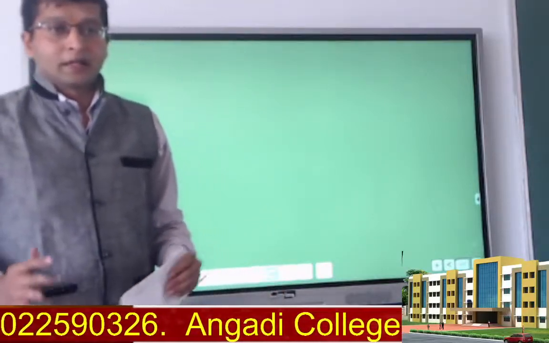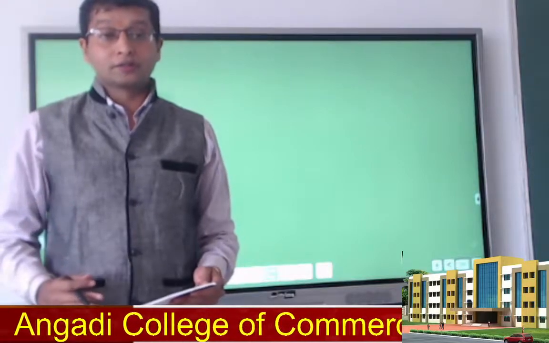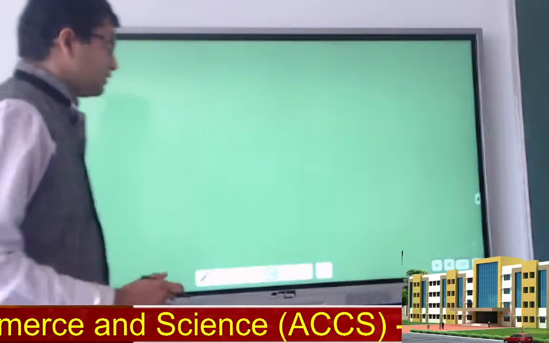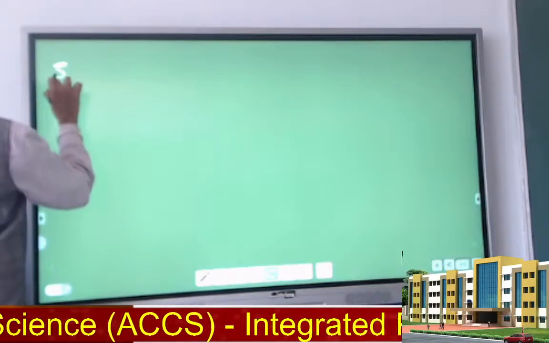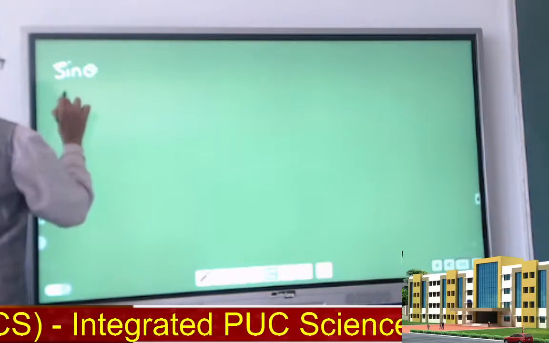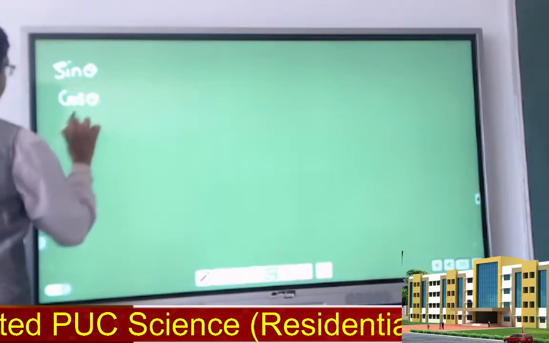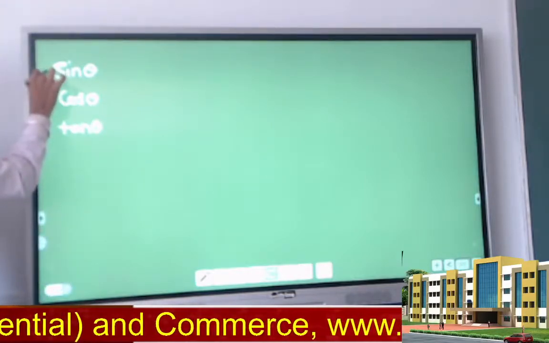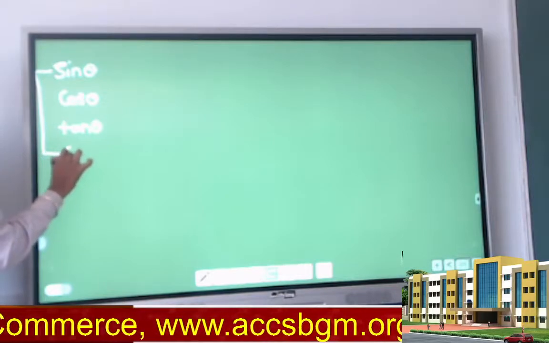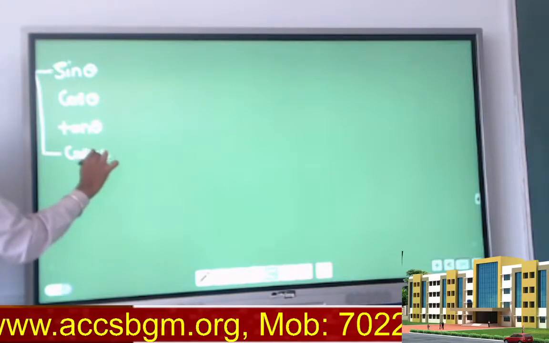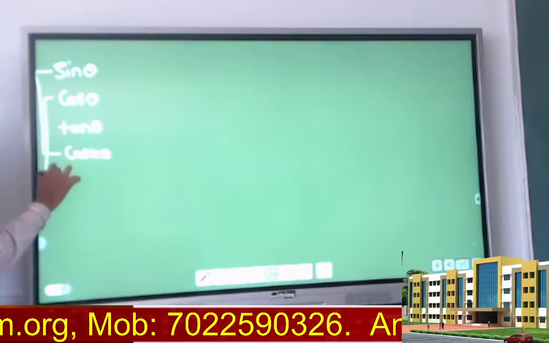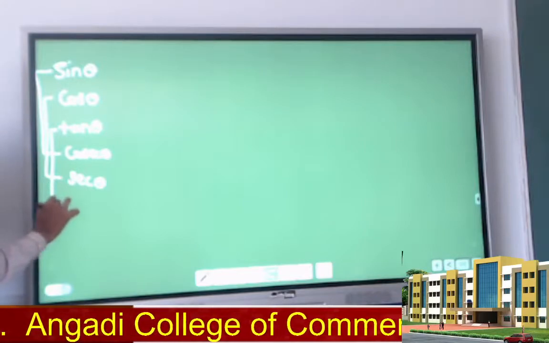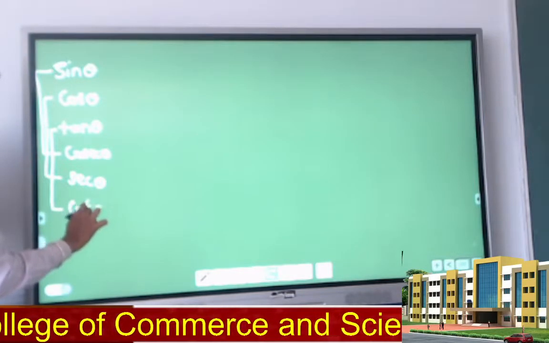So in 8.2, we will come across the standard values. So let us begin with the standard values. So it is sine theta, next cos theta, then if you take a ratio, tan, then the sine reciprocal is cosec theta, the cos reciprocal is sec theta, the tan reciprocal is cot theta.